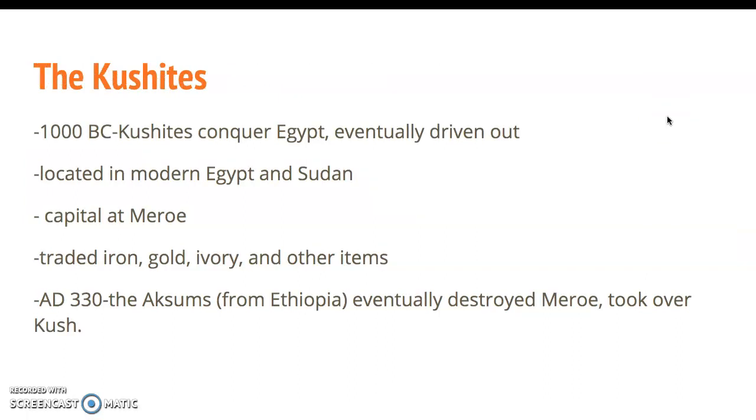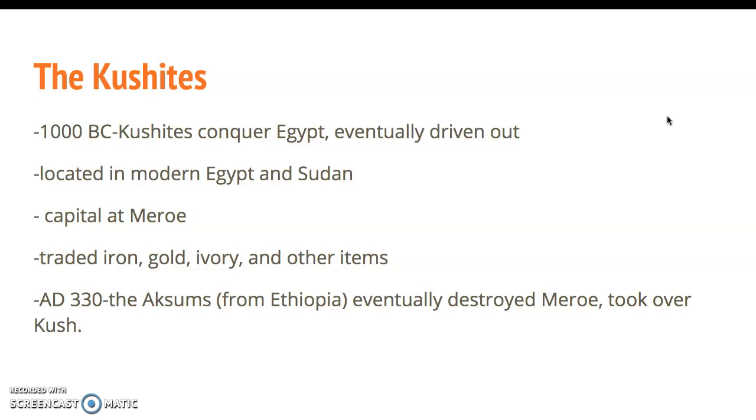The last empire we talk about in Egypt is really not even Egyptians. We have the Cushites, sometimes spelled with a C, sometimes with a K, but they come from the lower half of Egypt and modern-day Sudan. In 1000 BC, the Cushites are going to conquer Egypt, and they're going to eventually be driven out by the Aksumites, or Aksumite Empire, from Ethiopia.